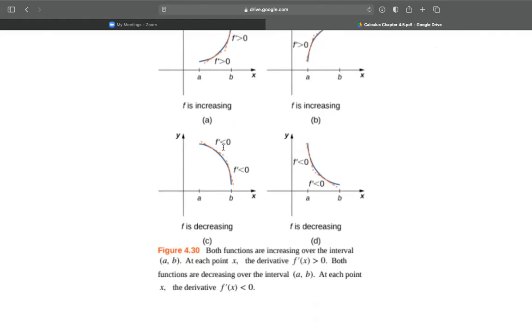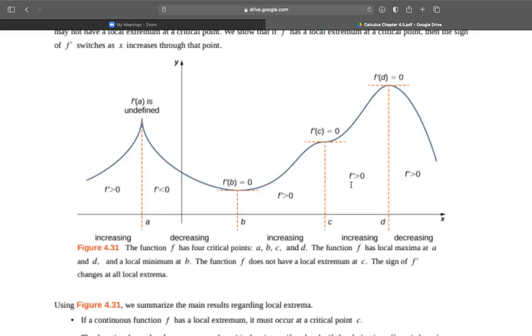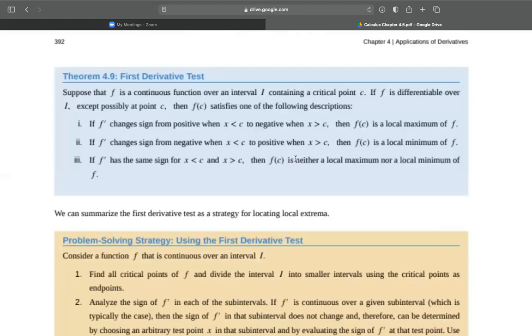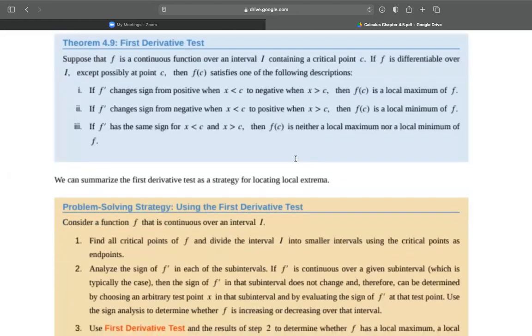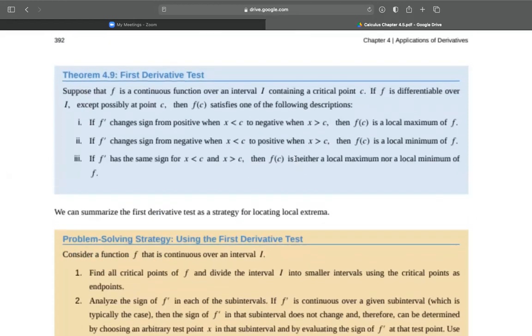Okay. But what is the difference between C and D? In picture C, the graph is concave down. So that means f double prime is negative. In picture D, however, f double prime is positive, it's concave up. This is also another picture. So, and here is an important summary.